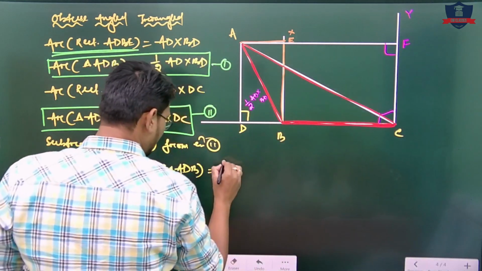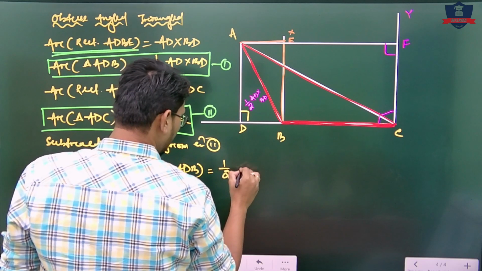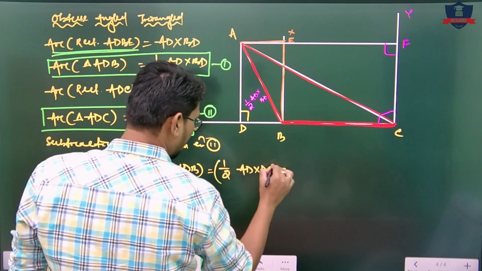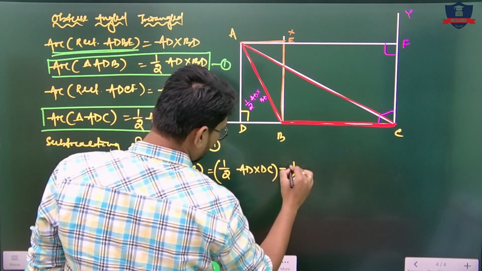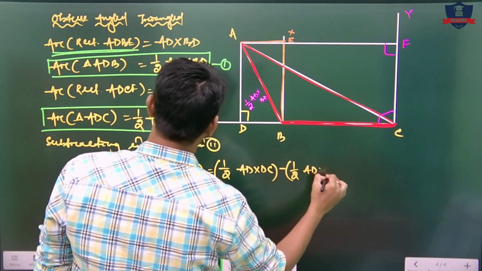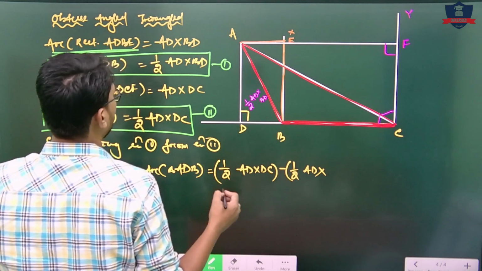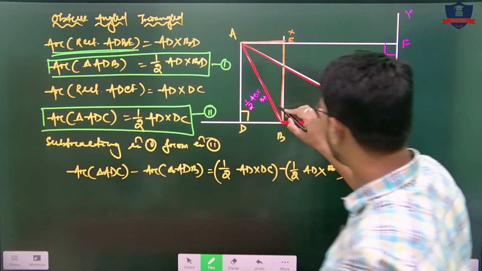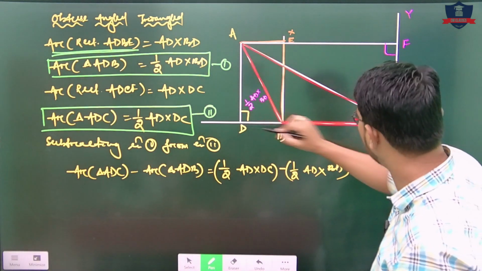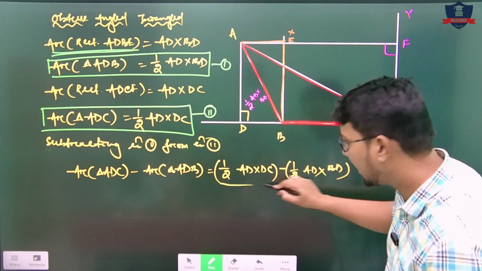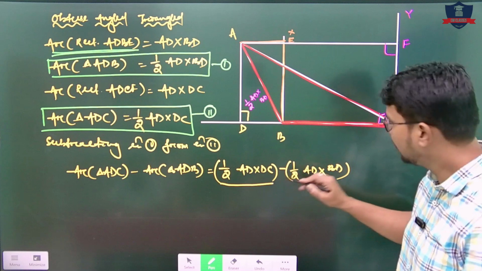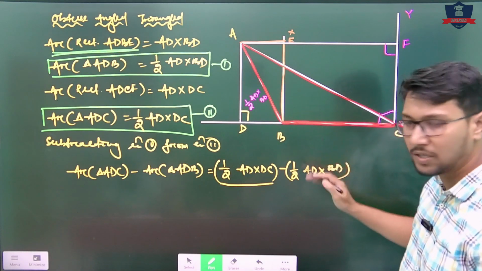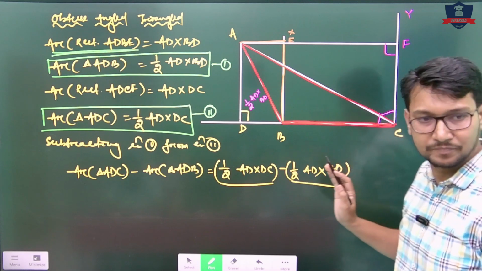So let us write that half into AD into DC minus half into AD into how much? What is the area of this triangle ADC? We have got AD into DC, and the area of ADB, how much we have got? Half into AD into BD. I have subtracted these two, right?